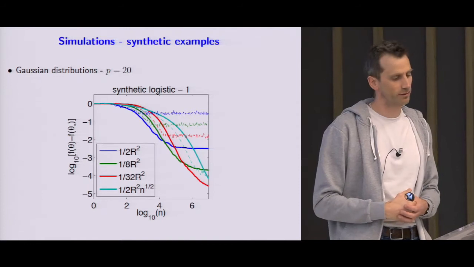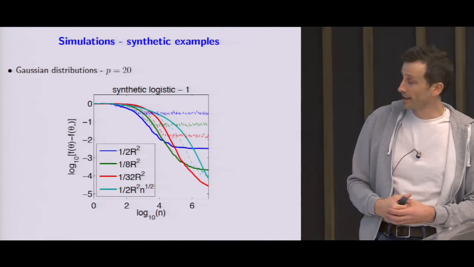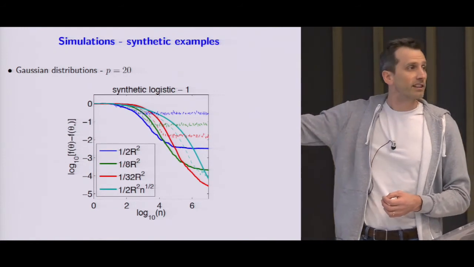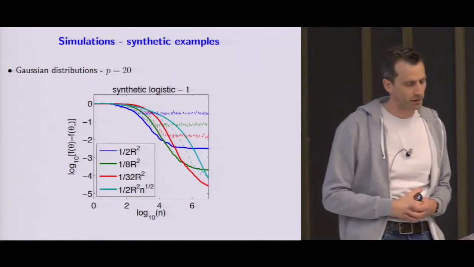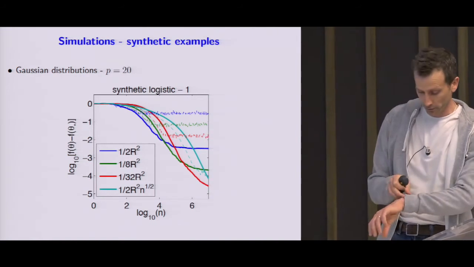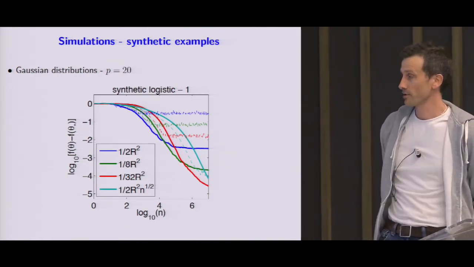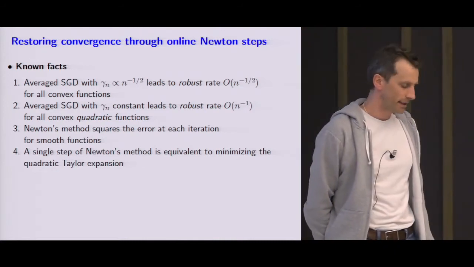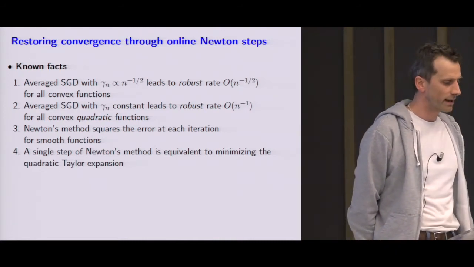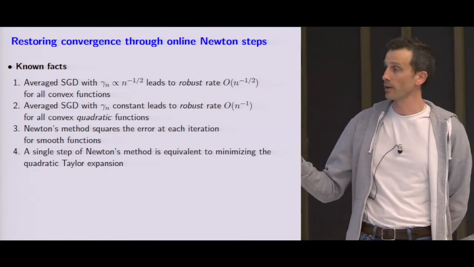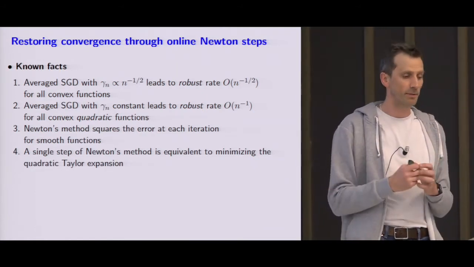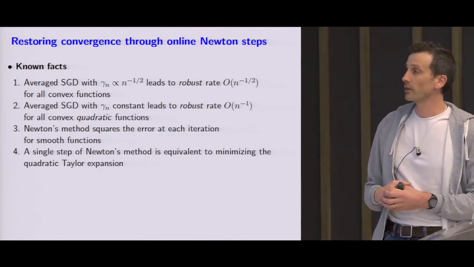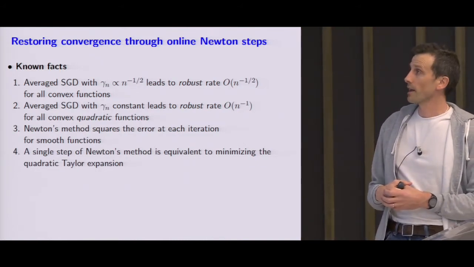So this was known from before. And the goal now will be to restore convergence to something like a straight line, if possible, as 1 over n. So this is the goal for the rest of the talk. And then we can all have lunch. In fact, you already know everything to achieve this. I've talked about all those four facts, which I will review now. And by combining them, you can essentially do what I advertise, which is to restore convergence of the algorithm.